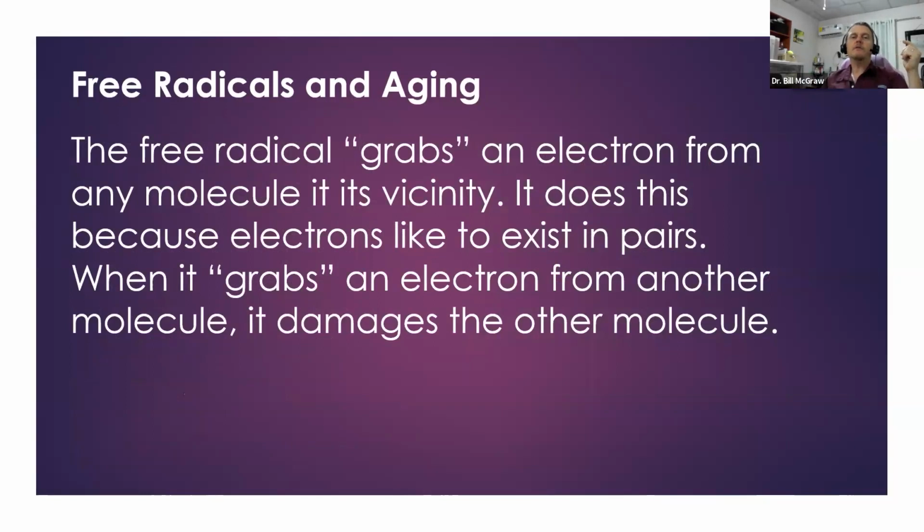Okay, so the free radical grabs an electron from any molecule or good tissue, and it does that because electrons like to exist in pairs. When it grabs an electron from another molecule, it damages the other molecule. So by having vitamin C, which donates an electron, or an antioxidant, it protects your cells from being damaged or oxidized by a free radical.